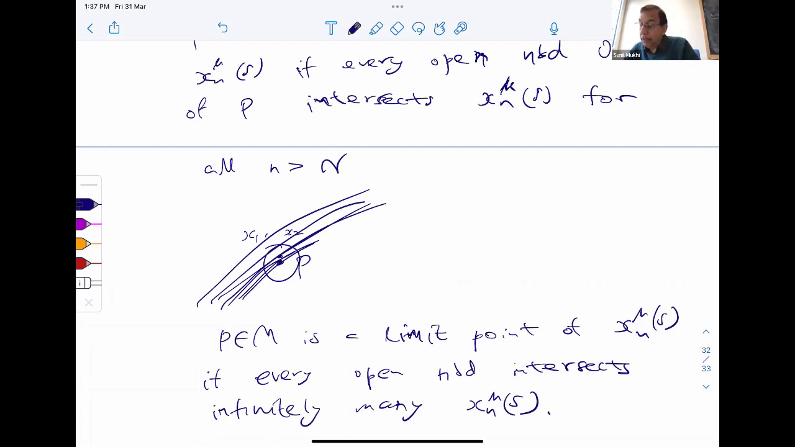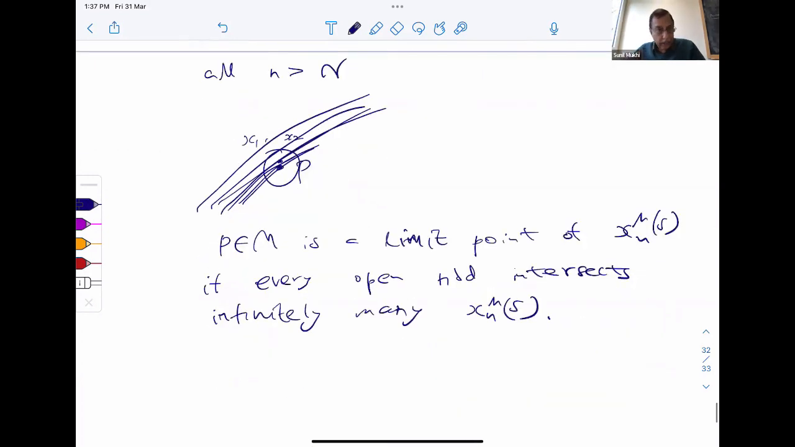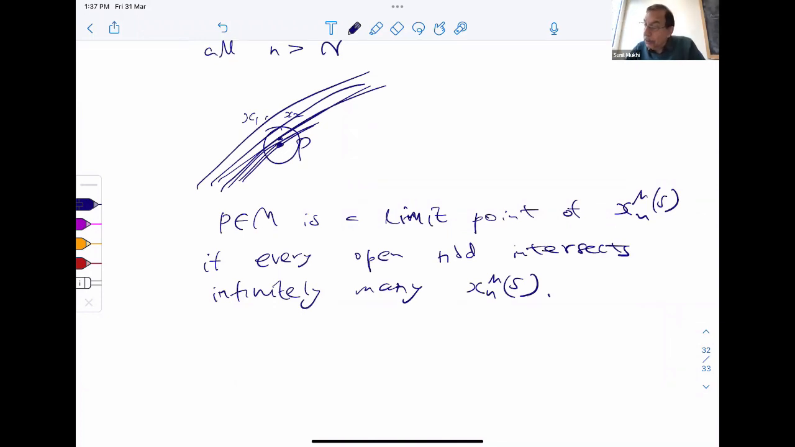Now, this looks almost the same, but the difference is in the first case, I have an ordering of a sequence of curves. And the claim is that after some point, some n, all the curves are within the given neighborhood of P, or they pass through a given neighborhood. But here we are saying something weaker, which is that the open neighborhood intersects infinitely many of the X_n^μ, but need not be all the X_n^μ for sufficiently large n. Just to give you an example, a limit point may intersect only the even curves in a set. That is, for n even, it intersects them. For n odd, it doesn't for some reason. Then it's still a limit point, but it's not a convergence point. So limit point is a little weaker.